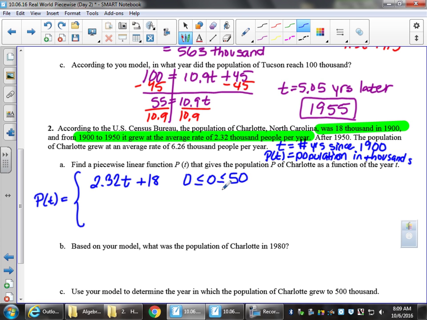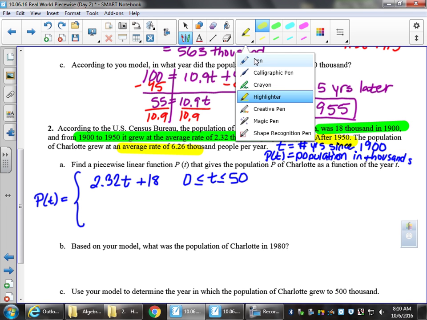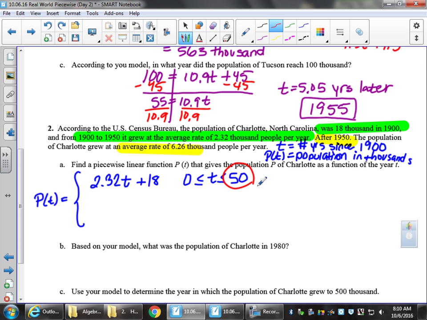Do we all agree on the first piece? Yes. Okay, fantastic. Strategy for the second piece. What are we going to do? So we're going to take 50. We're going to say P of 50 equals 2.32 times 50 plus 18.